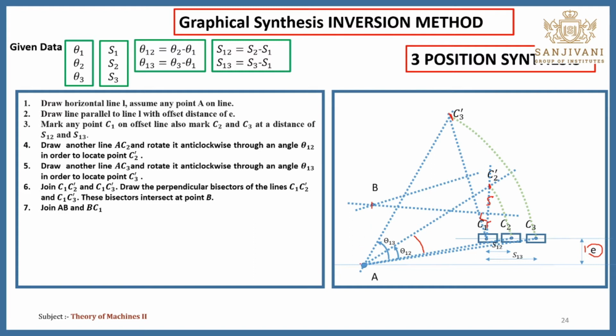Now you have to join. You will get the position of the crank, that means one end of the crank. You have to join A to B and B to C. Now this is your crank, and this is the length of the connecting rod. You have to measure these distances, and you will get that 3RP chain. When we rotate the crank through an angle of theta, you will get the S1, theta 2, S2 and theta 3, S3. In this way, using this inversion method, we can design the slider crank mechanism.